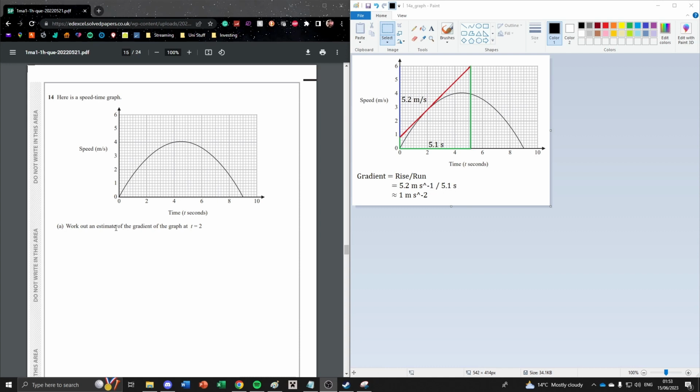Now the important word again here is the word estimate, which means that in this non-calculator paper, we're not being expected to divide 5.2 by 5.1 to say 52 over 51 meters per second squared. We can simply say this is close enough to 1, this fraction, that we can say, using this approximately equal symbol, that the gradient here is approximately 1 meter per second squared.